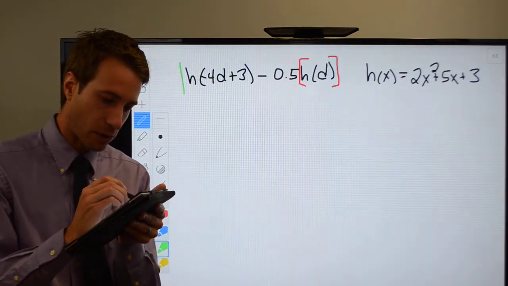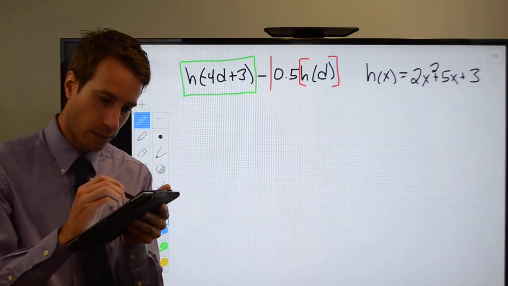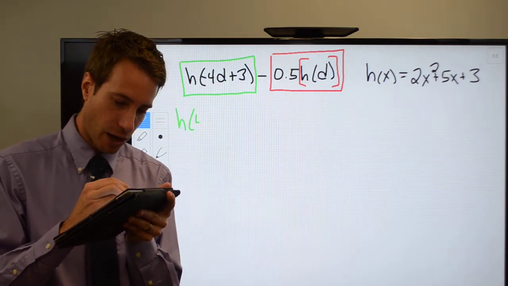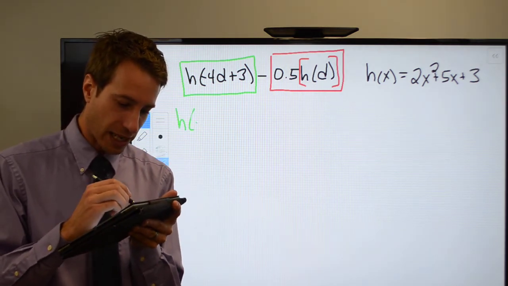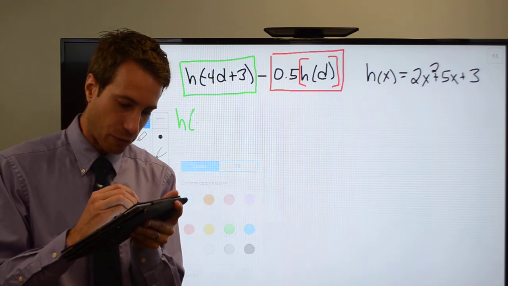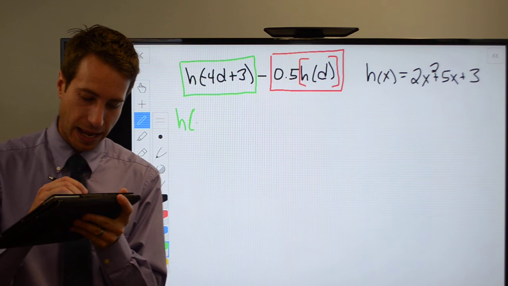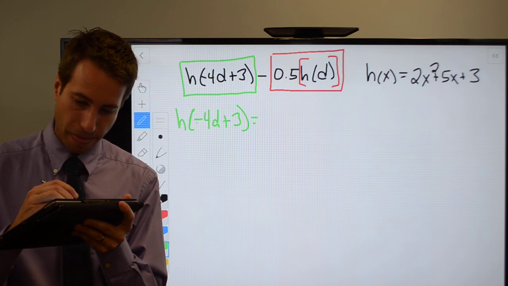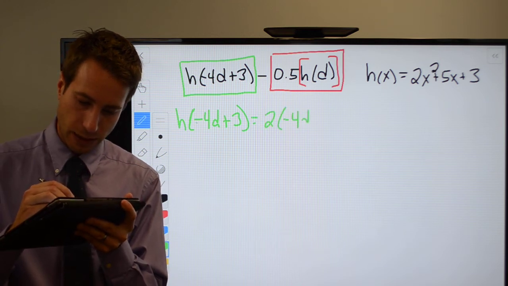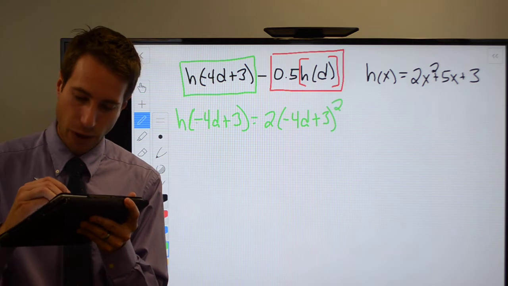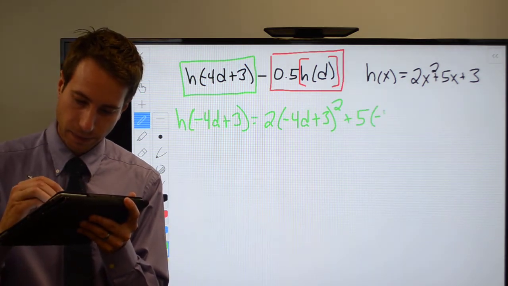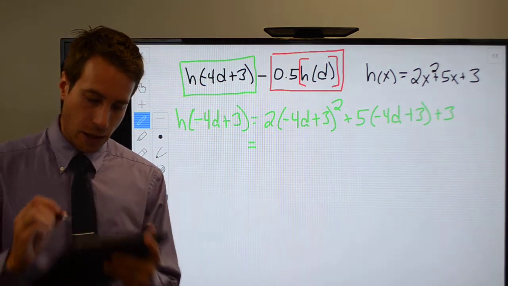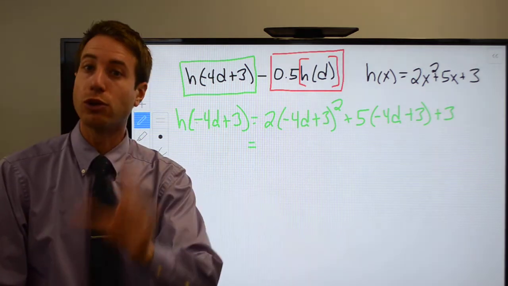Let's go ahead and break this up. Green, red, and here we go. In green, I'm going to have h of, oh, sorry, hold up. I apologize, it might be difficult to see because I've rewritten this. That is a -4. -4d plus 3 means that I'm going to have 2 times (-4d plus 3) squared. I'm going to have to FOIL that. I'll have to distribute that 5. No big deal. Go ahead and FOIL this guy out. Don't lose your parentheses, though.